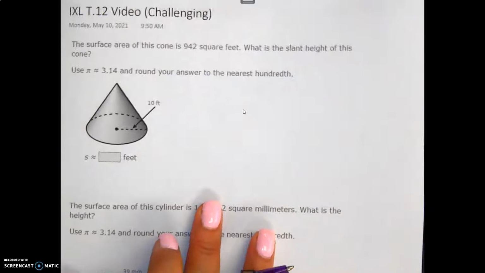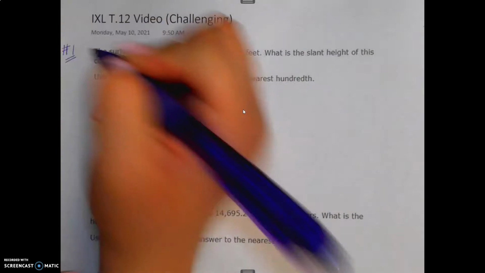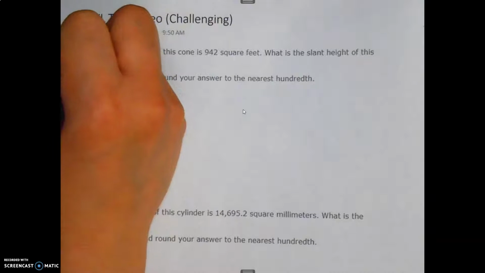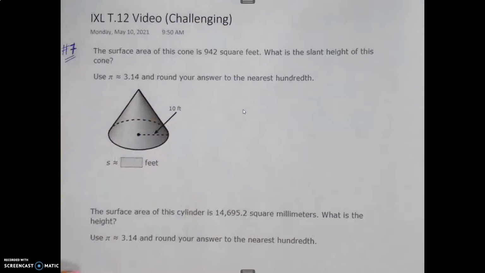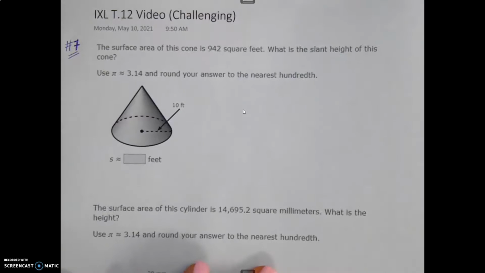So it tells us the surface area of this cone is 942 square feet. It says, what is the slant height of the cone? All right, so this is one of the ones, oh, this is problem number 7, by the way. 7th one we've done together. What is the slant height?